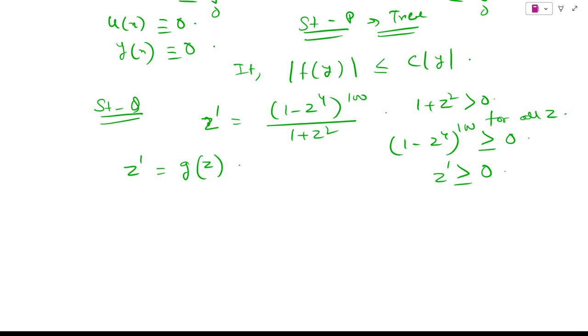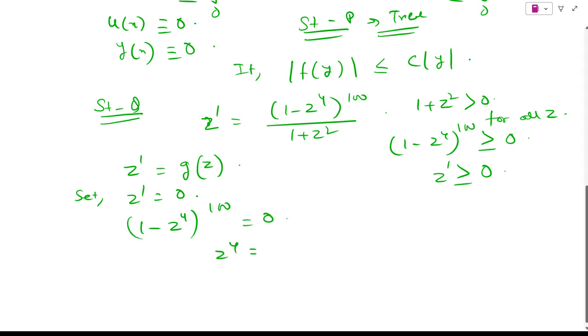Okay, now wherever you see z dash is equal to g of z, the first question should be where are the equilibrium points, not can I solve it or can I separate the variables. First question will be where the equilibrium points are. Okay, so first locate the equilibrium. Set z dash equal to 0. Then (1 minus z to the power 4) whole to the power 100 is 0.